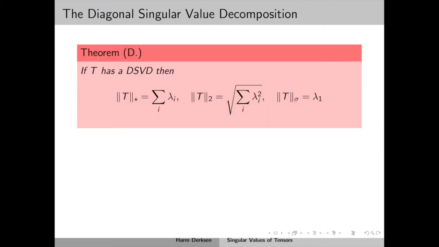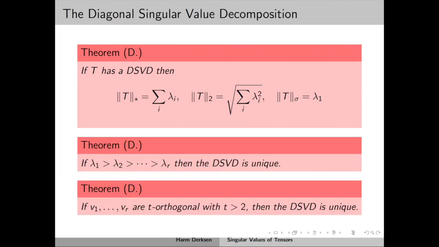So the nice thing is that if a tensor has a diagonal singular value decomposition, these lambda i's are called the singular values, and these have exactly the same properties as for matrix singular value decompositions. So this nuclear norm that we defined is the sum of the singular values. And the spectral norm is again the largest singular value, and so on. So it's all compatible.